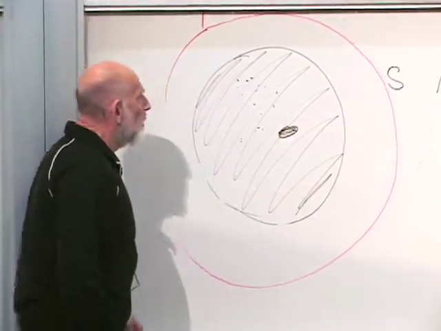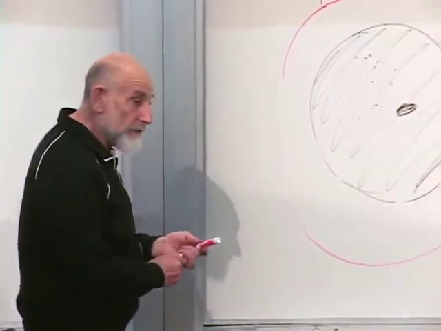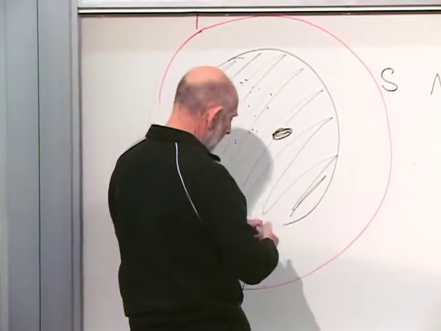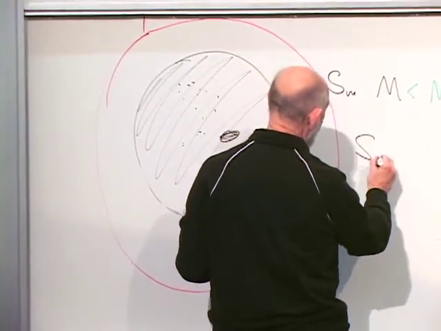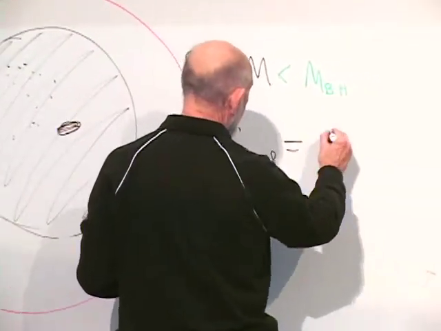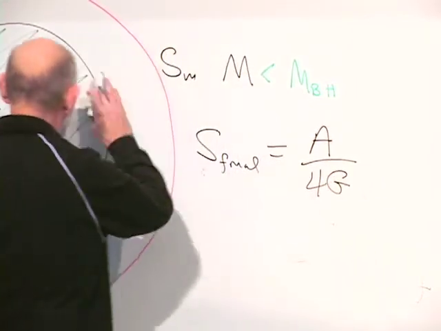Okay. What is the entropy of the final configuration? The entropy of the final configuration is just the entropy of the black hole that's in there. So we can write that, let's call this S initial. S final is the area divided by 4G, the area of this region.